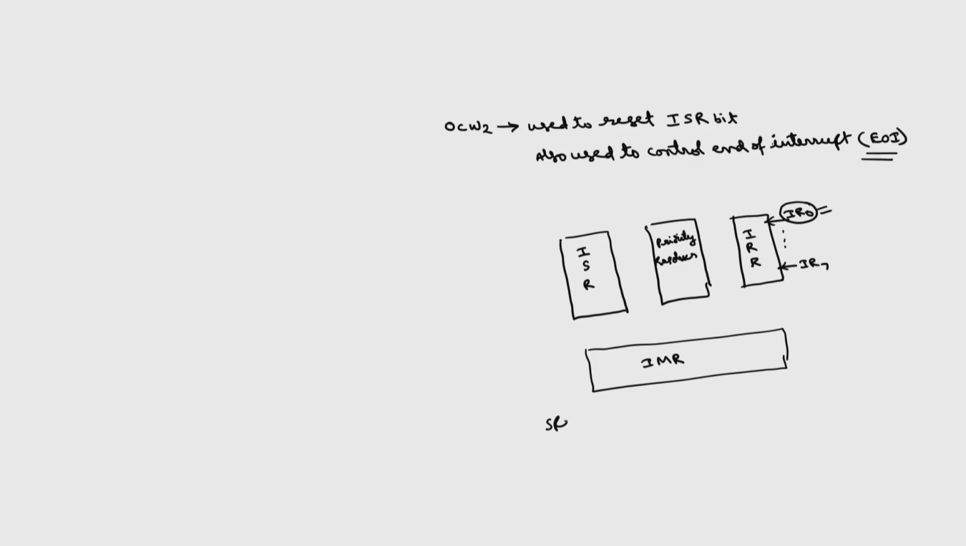In case of specific EOI, as the name implies, we are going to specify the bit which is to be reset in the ISR. So whenever this 8259 receives this command, the specific EOI will be sent. Specific EOI will be programmed by the OCW.